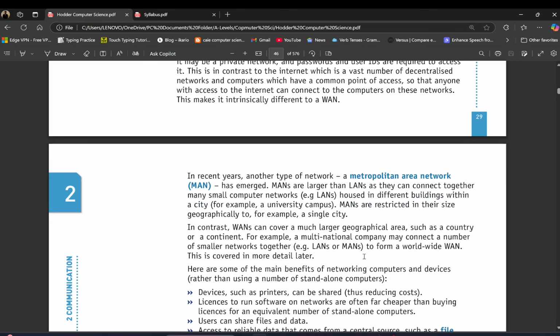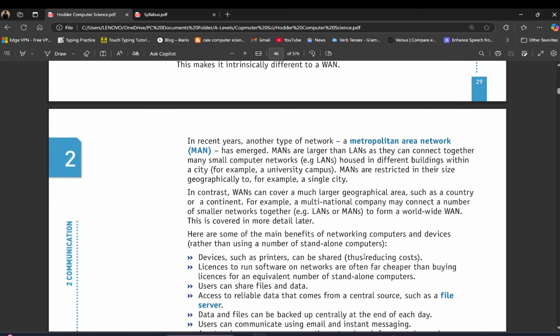So basically, imagine a situation where there's a bank, and that bank has various branches, and those branches are connected in a single city. That would be a MAN. Whereas a bank with worldwide connections, like Standard Chartered Bank, would be a WAN, wide area network.